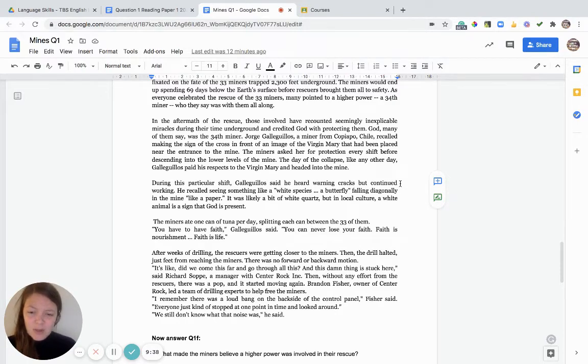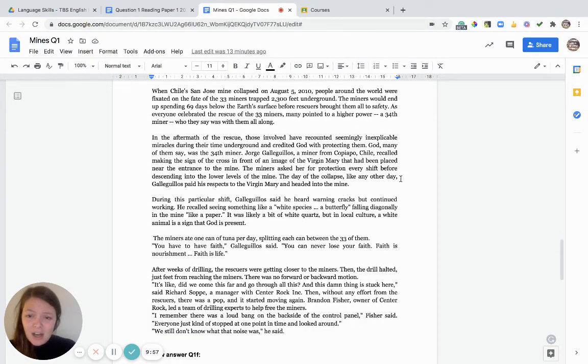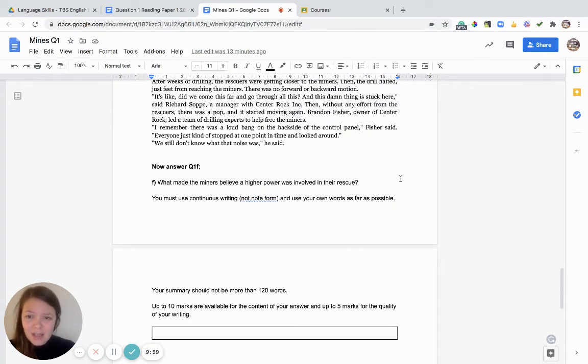Okay, so now you need to answer question 1F, which is our summary question. What made the miners believe a higher power was involved in their rescue? As you'll remember, there are 10 marks for reading, so there are 10 marks for collecting evidence. So the first thing you need to do is to go through the text and start to highlight the evidence that you think you have here that the miners believed there was a higher power involved in their rescue. Again, pause the video here, highlight your evidence, and then come back and you can compare to the evidence that I'm going to highlight now.